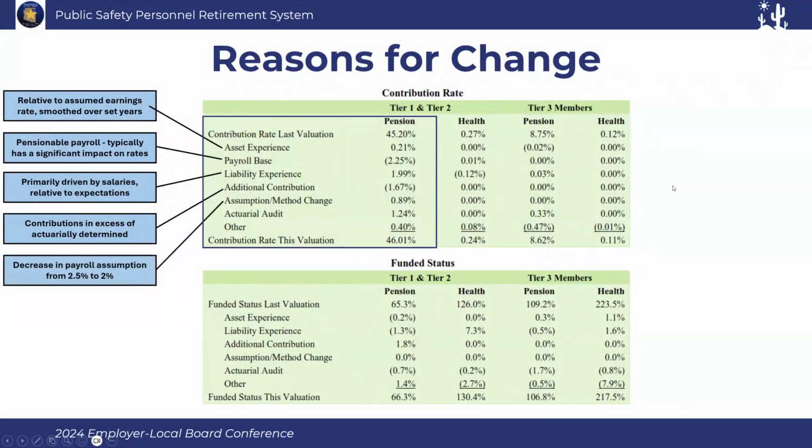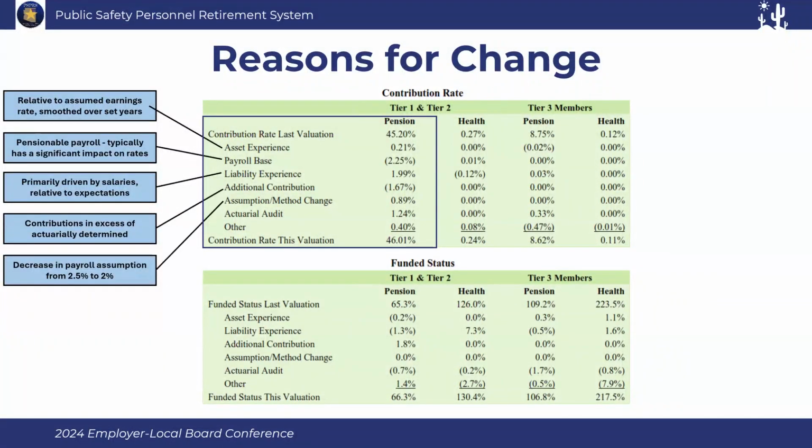The next one is the assumption or the method change. These are different assumption changes in how the actuaries are doing some of their work. Most importantly, for the last valuation, there was a decrease in what's called the payroll assumption from 2.5% to 2%. Moving forward, that's going to go down another 0.5% for PSPRS, as well as in Corp and the EORP plans over the next few years.